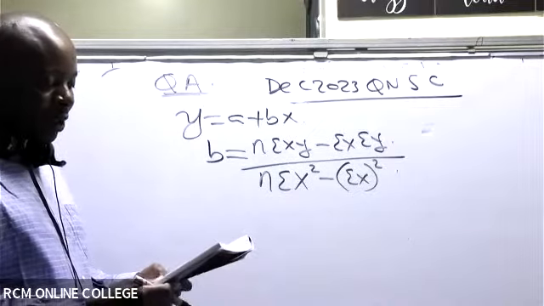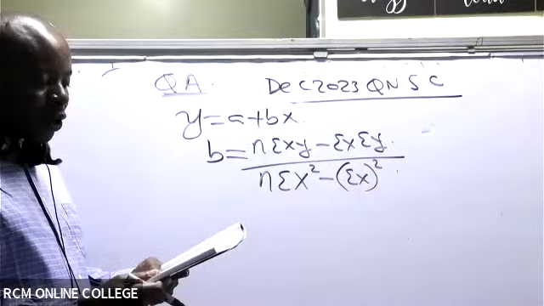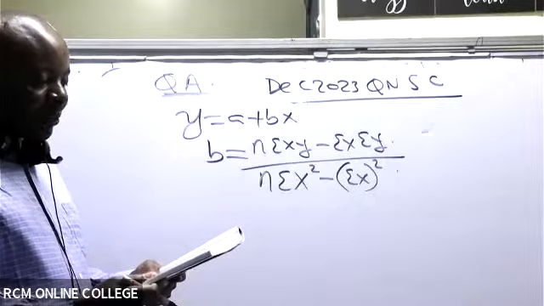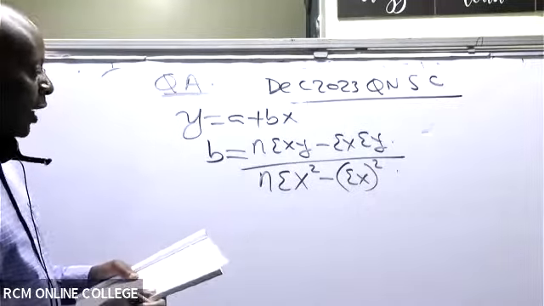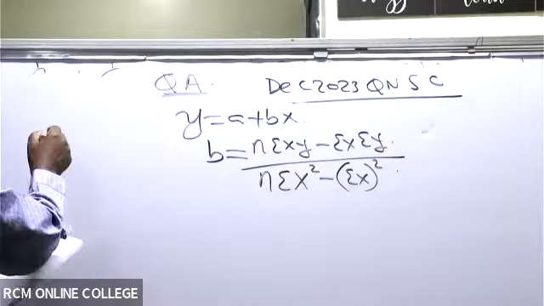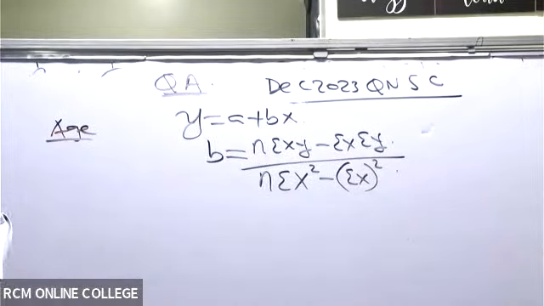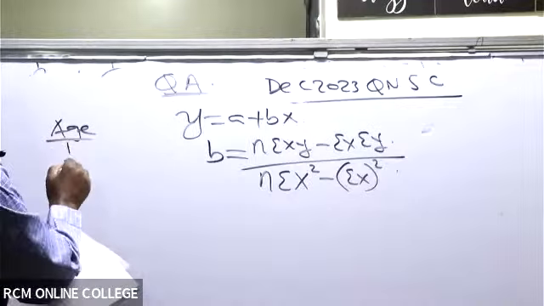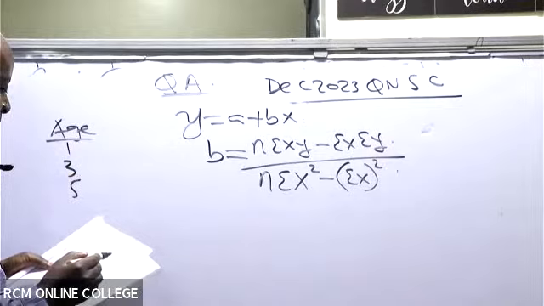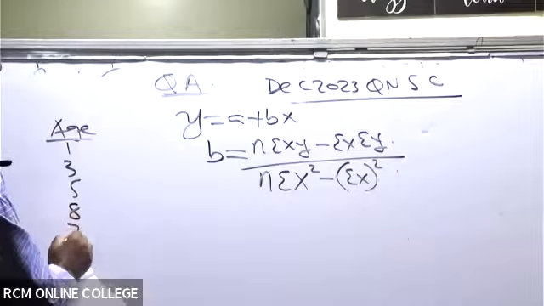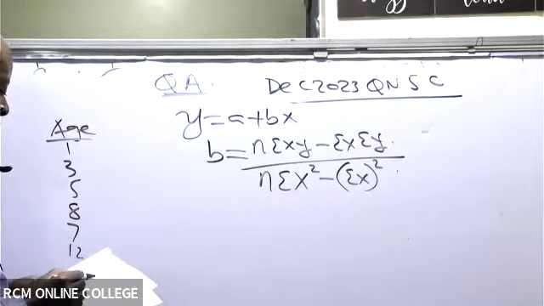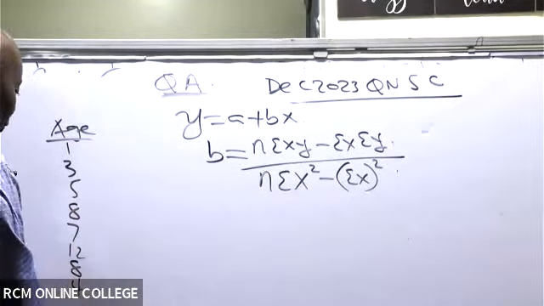I would want us to write this question down. That's December 2023, question number 5C. Please try getting it. We have age here: 1, 3, 5, 8, 7, 12, 8, 4.